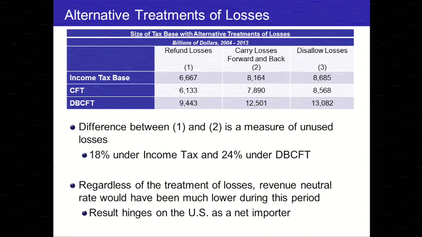Regardless of the treatment of losses, if you were trying to think of a revenue neutral rate, so raise the exact same amount of money between 2004 and 2013, that would give you a revenue neutral rate. You can see that the tax base, because we're a net importer in this period, is nearly 50% bigger. And so you can imagine that a revenue neutral rate would be considerably lower than the top rate of 35% that's going on right now. But I just want to keep emphasizing that that result is hinging on the fact that we were a net importer in that period, and that's important to keep in mind.